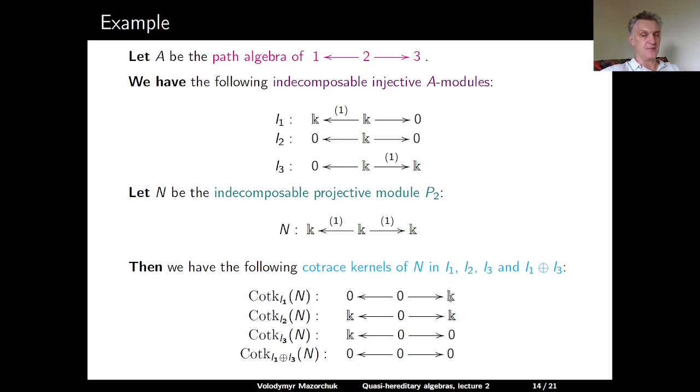For I2, the only way to go to I2 is to kill the first and the third vertex. So the cotrace kernel for I2 would be L1 direct sum with L3. The cotrace kernel for I3 is L1 similarly, and for I1 direct sum with I3, we have a map onto I1 with kernel L3 and a map onto I3 with kernel L1. The intersection of these kernels is 0. So our cotrace kernel here is the 0 module.